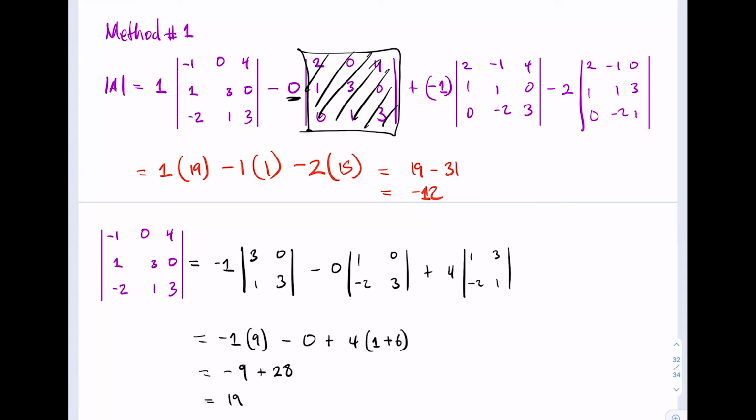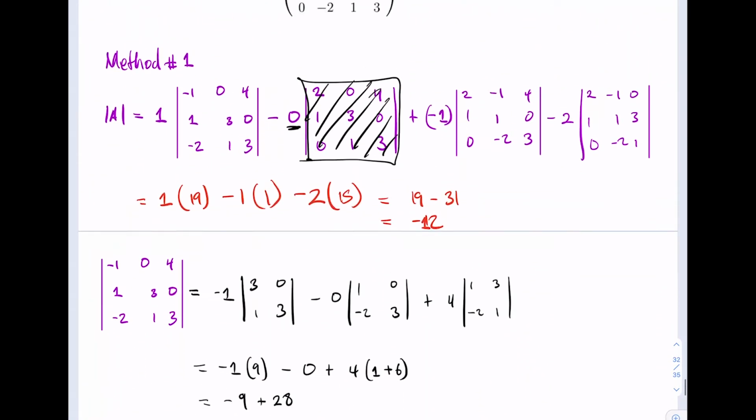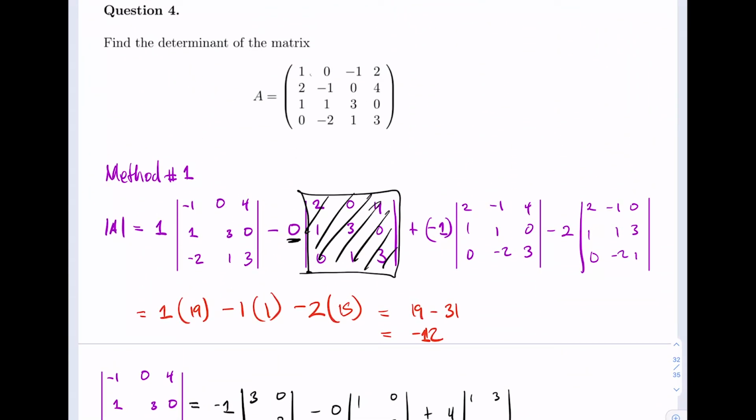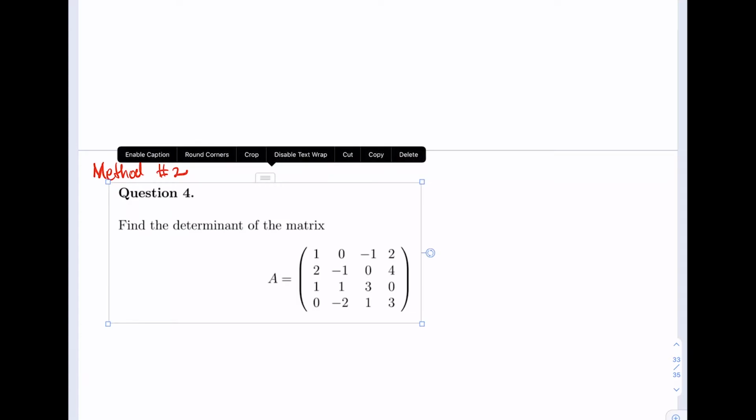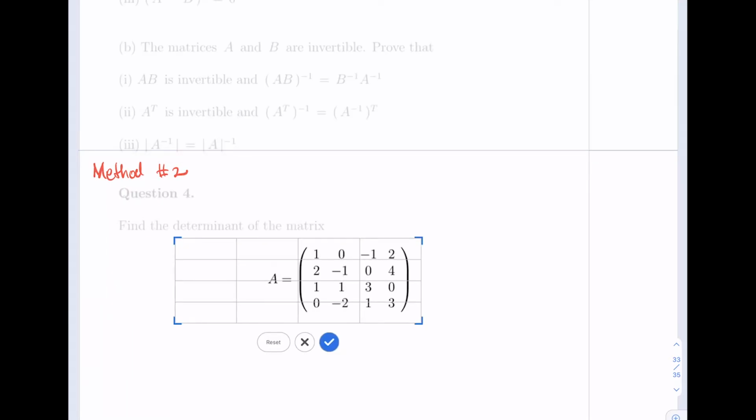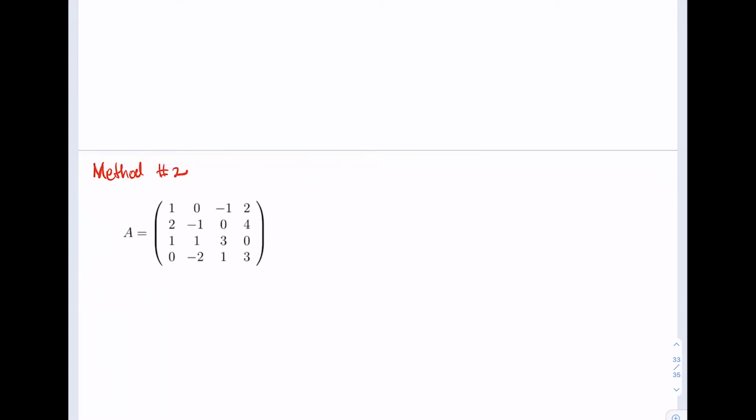Now that we've used method 1 to evaluate our determinant, we're going to jump over to method number 2. So let's get a copy of our matrix here. In this method, we'll be using elementary row operations.